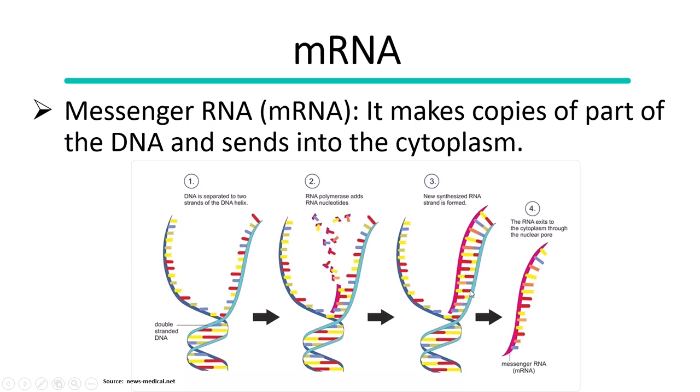Whatever information is found on this particular strand, they have now copied the exact opposite of it, as we know, per the pairing rule. But the opposite of it or the mirror of it doesn't really make much difference. Later you will understand why. So they have made a copy of part of the DNA molecule. That is what we have said here, that the mRNA makes copies of part of the DNA and sends it into the cytoplasm. That is the work of the mRNA.